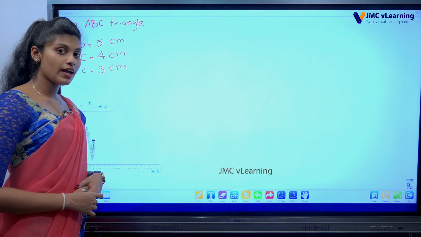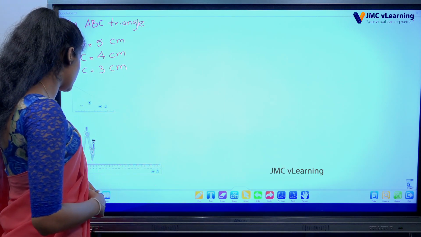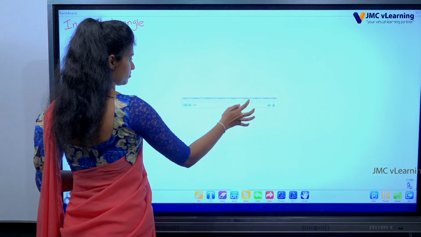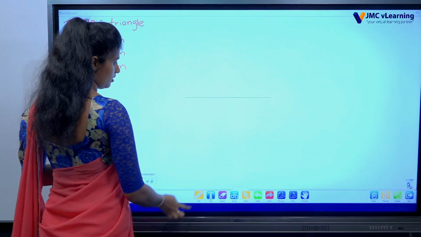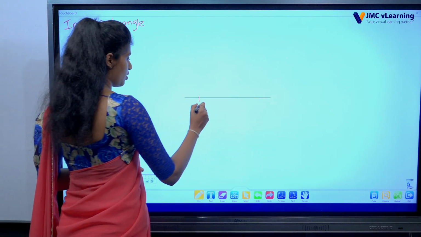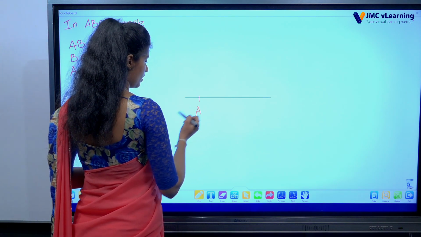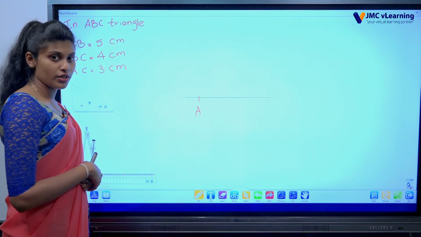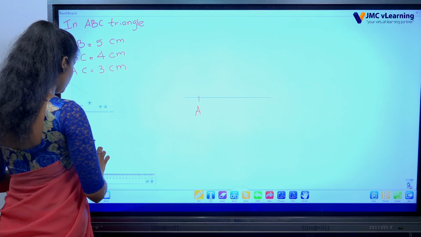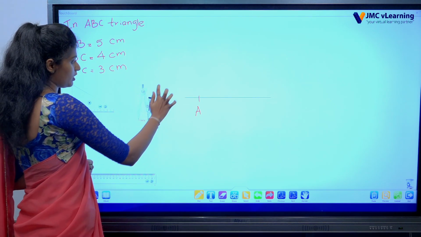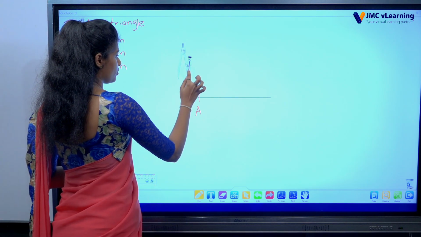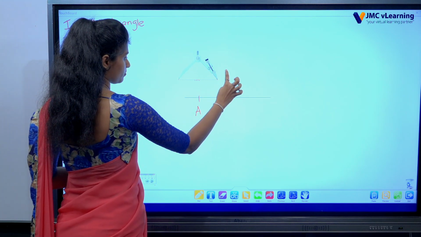To draw this triangle, what you have to do first? First, you have to draw a straight line. Then here I will mark a point. This point is A. To mark B point, you have to measure 5 cm. For that, I use the compass. Measure 5 cm using the compass.